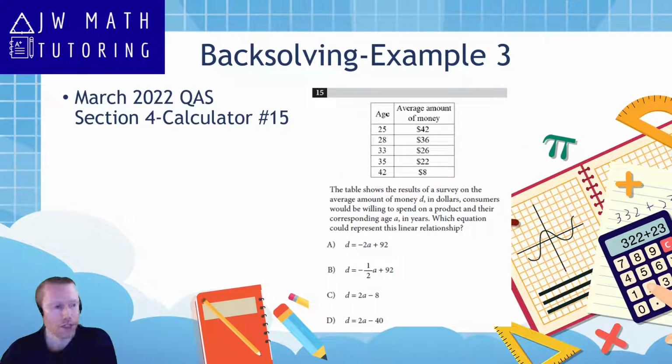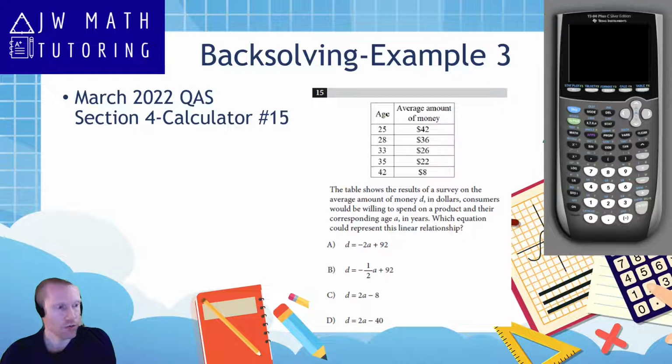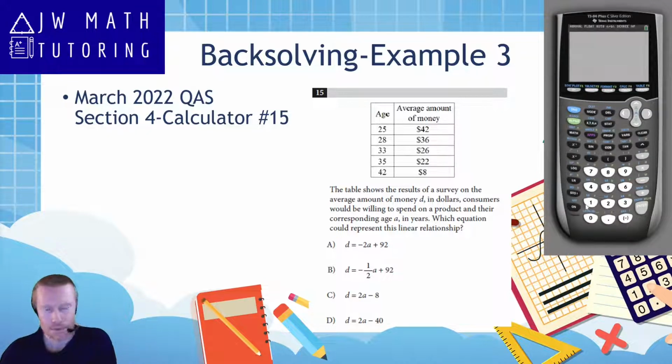The next problem we're going to look at now is from the March 2022 QAS. It's from the calculator section, or section 4, so we're going to use a calculator. And it's problem number 15. Basically, you are given a table here with some values, basically for age, which is the variable A in the formulas below, and the amount of money, which is just D. And so really here you have a bunch of points, essentially like x and y points, or here they're A and D in these formulas, and you're trying to find which equation is the correct one.